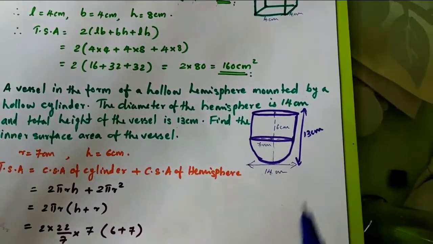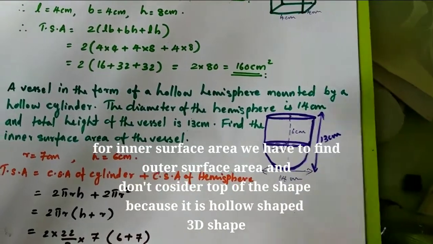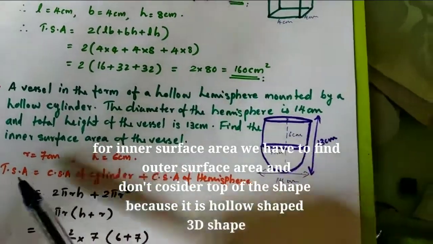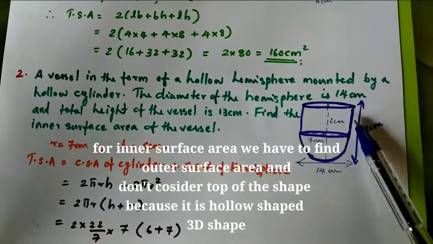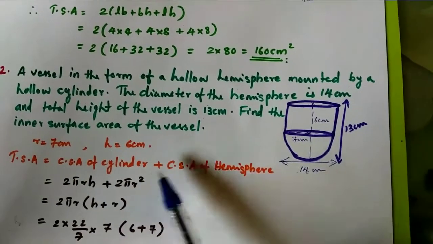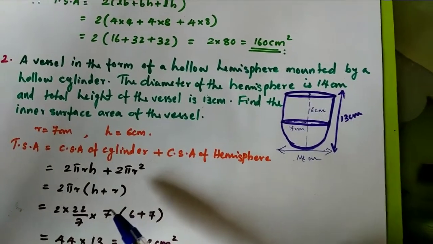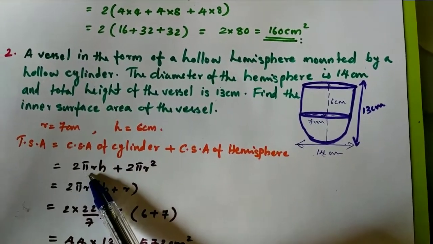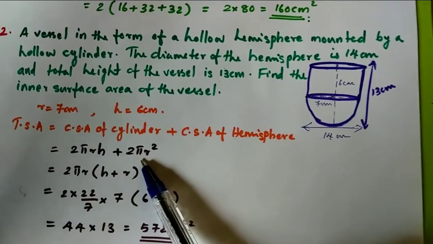And we have to find the inner surface. Inner surface is total surface area of the solid. Then total surface area is equal to what? CSA of cylinder plus CSA of hemisphere. CSA of a cylinder plus CSA of a hemisphere. Okay, CSA of cylinder is 2 pi r h and CSA of hemisphere is equal to 2 pi r square.